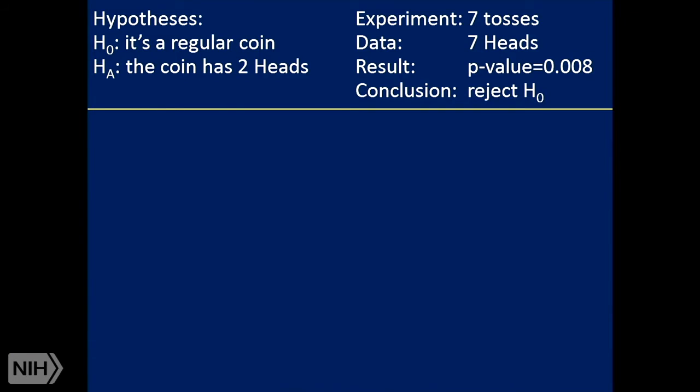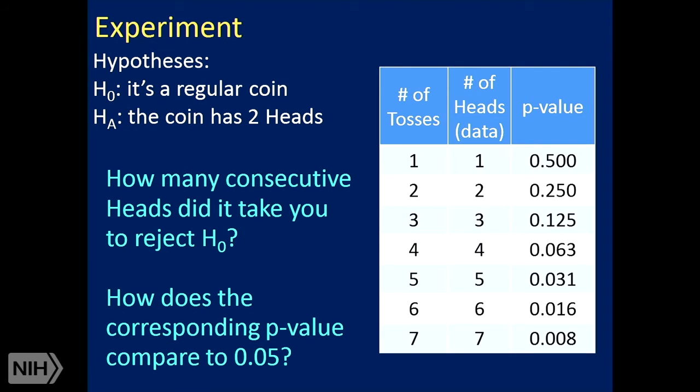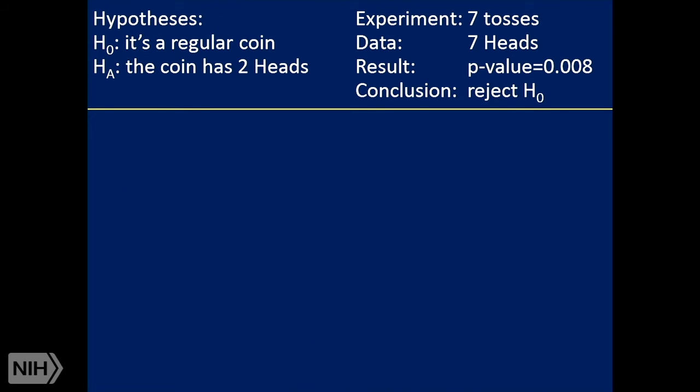So I'm kind of summarizing at the top of this slide. We have the 2 hypotheses. Null hypothesis is a regular coin. Alternative is the 2-headed coin. We did an experiment. We have 7 tosses. The data, we got 7 heads. P-value is 0.008, right? It's from right here, 0.008. And the conclusion is because it's below 0.05, we say we reject H0.